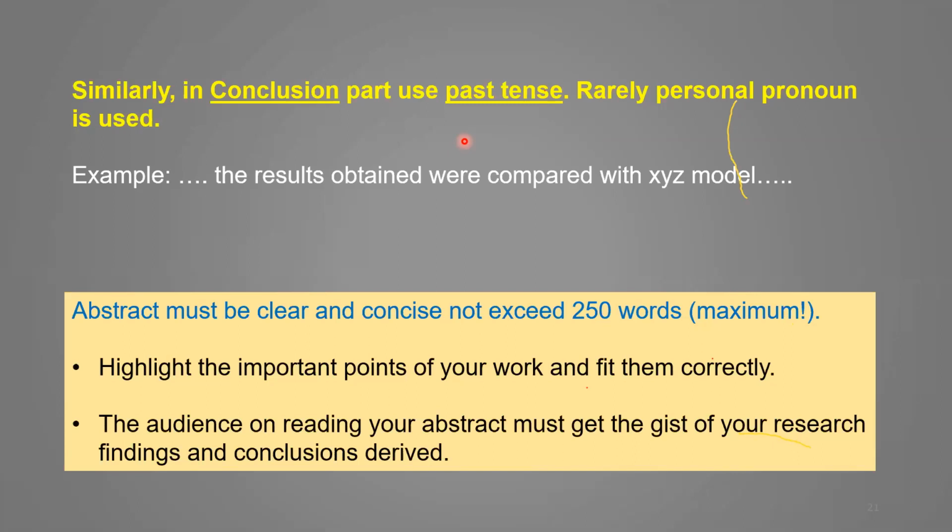Title and abstract are very, very important to show that your paper is a good paper. Remember, the abstract should contain all the important points of your work and also the gist of the findings. What are your findings and the conclusions derived? All these things should come in your abstract.